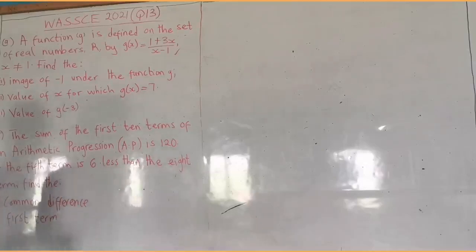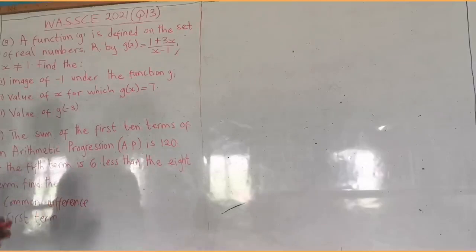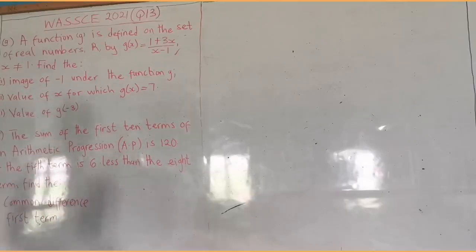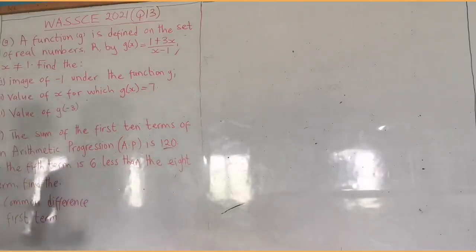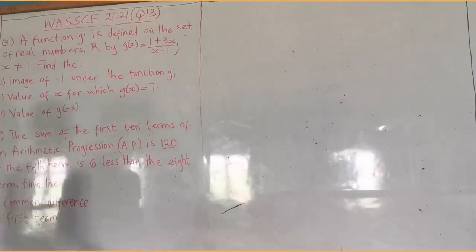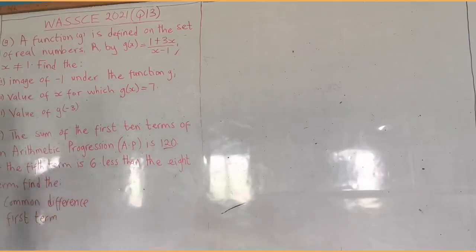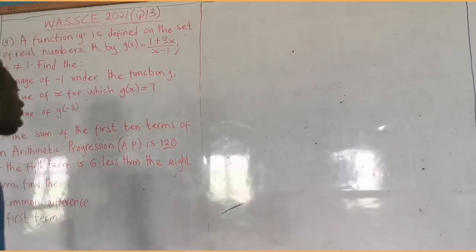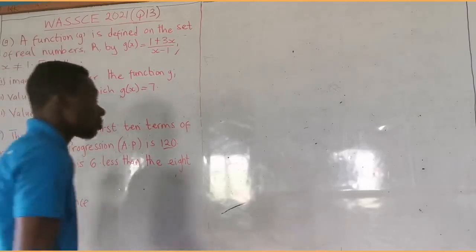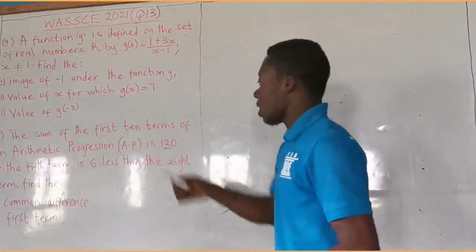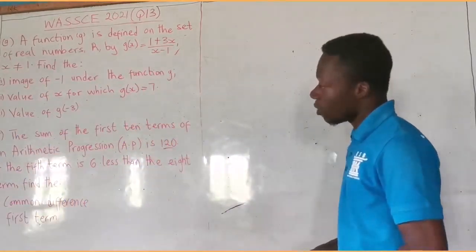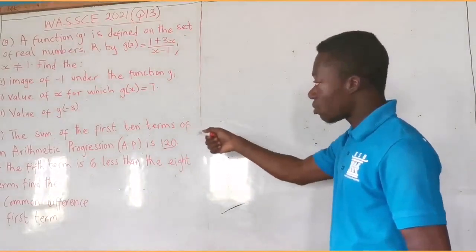So the sum of the first 10 terms of an arithmetic progression is 120. Okay, 120. If the fifth term is 6 less than the eighth term, we are asked to find the value of I, the common difference, and II, the first term. So let's see how we can go about this one. We are told that the sum of the first 10 terms of the arithmetic progression, AP, is 120.